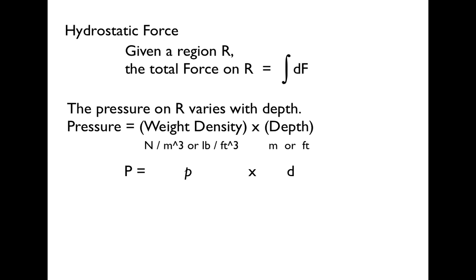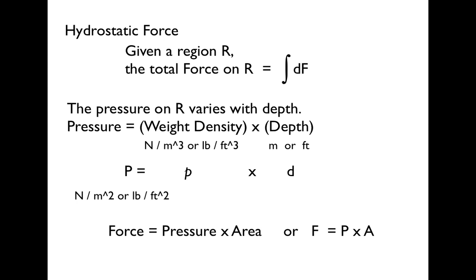And so what units will we get for pressure? What are the units for pressure if it's weight density times depth? Say newtons per meter cubed times meters. What are we going to get? Newtons per meter squared. So how are we going to get force then? We've got the pressure in newtons per meter squared. To get force, we're going to multiply by area, right? So when you take your pressure, which is newtons per meter squared or pounds per foot squared, and multiply by area, you're going to get force.